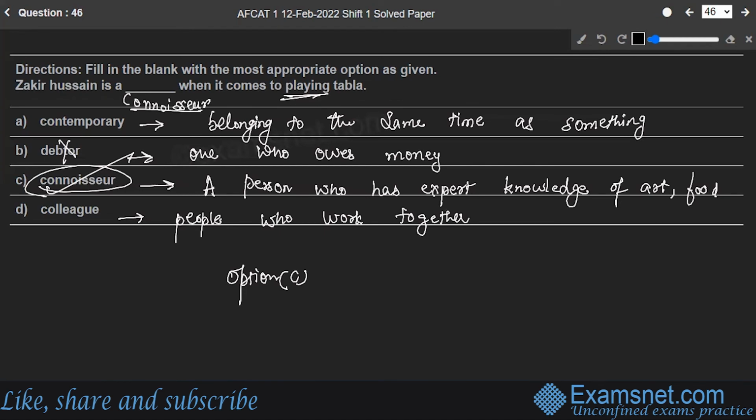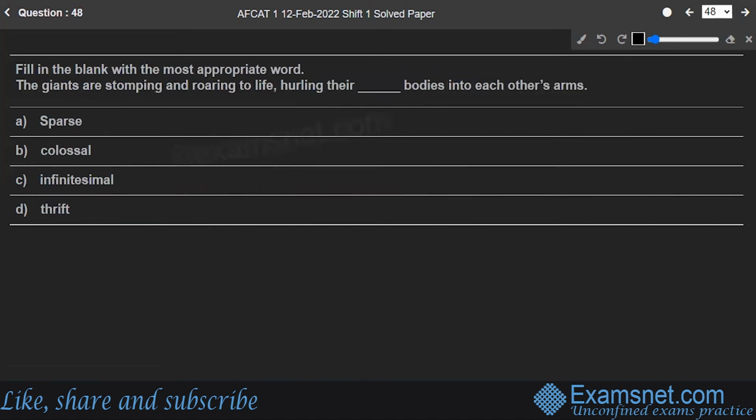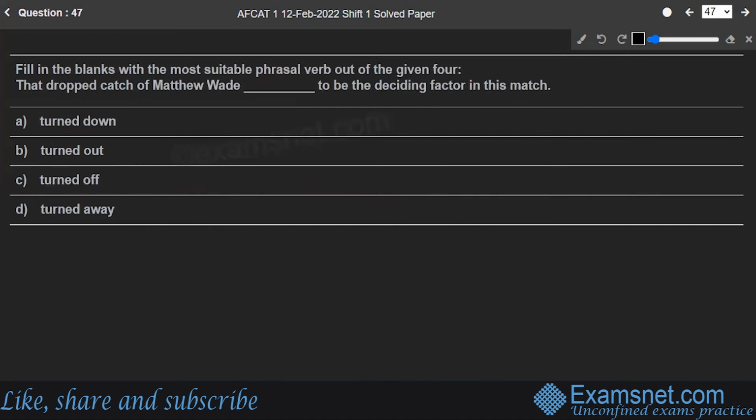I hope this is clear to you. Let's move to the next question. Question number 47. You have to fill in the blanks with the most suitable phrasal verb out of the given four. That dropped catch of Matthew Wade dash to be the deciding factor of this match. The given options are turned down, turned out, turned off, or turned away.